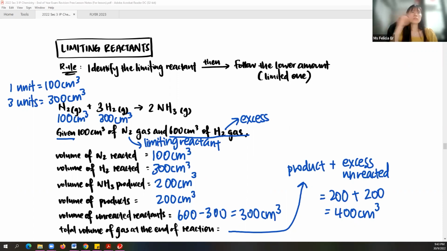So take note, over here is just to identify which ones are limiting. Then whenever there is any mole calculation question, remember to always follow the limiting value, okay? Like that means got 100 versus 600. Since 100 is limiting, all calculations should always be based on 100. Yeah, don't use the 600.